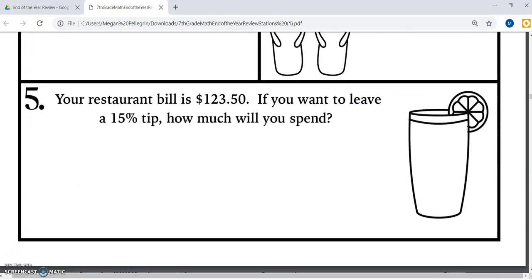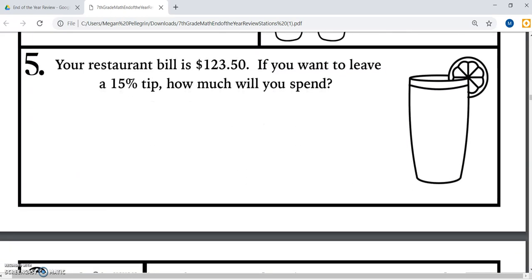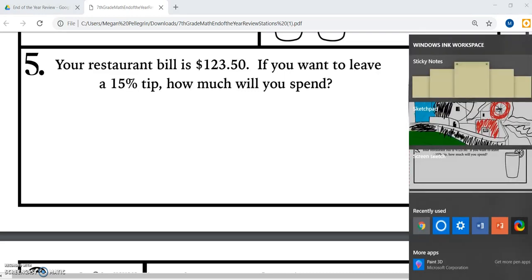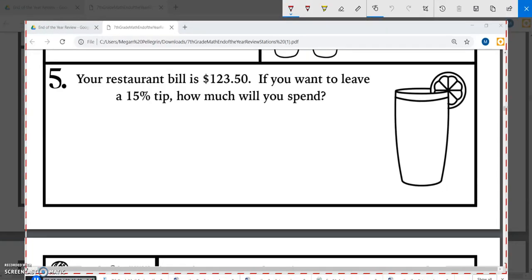Okay, and finally number 5. Your restaurant bill is $123. If you want to leave a 15%, how much will you end up spending? So they want to know what your total is going to be.